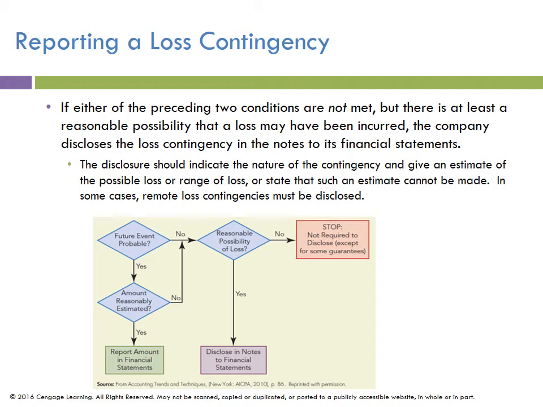A reasonable possibility of loss. So if it's a probable event, you can estimate it, you make a note to your financial statements. Okay? If it's a reasonable possibility of loss, note to the financial statement. And then if it's not reasonably possible, it's remote, you don't need to do anything.